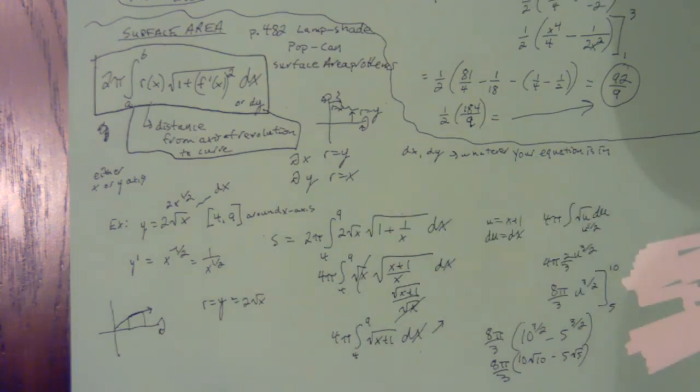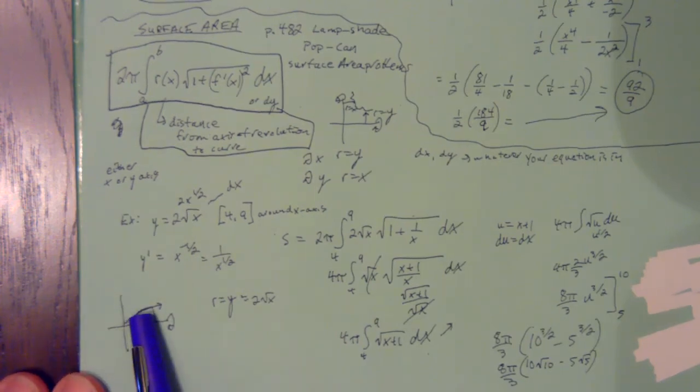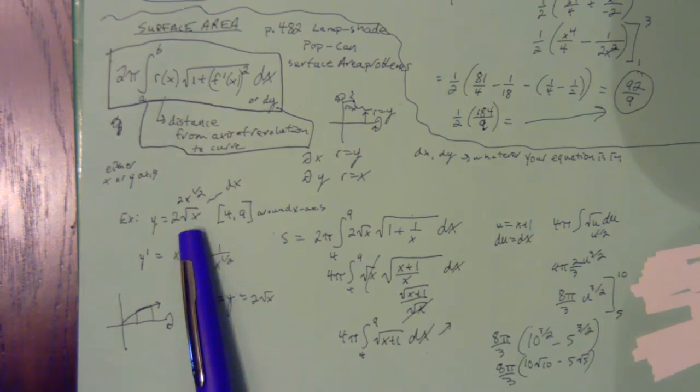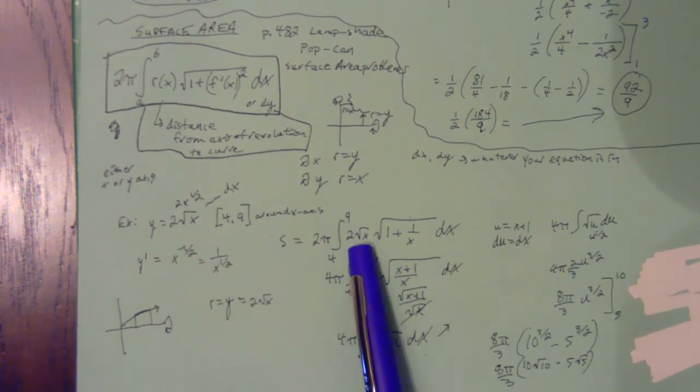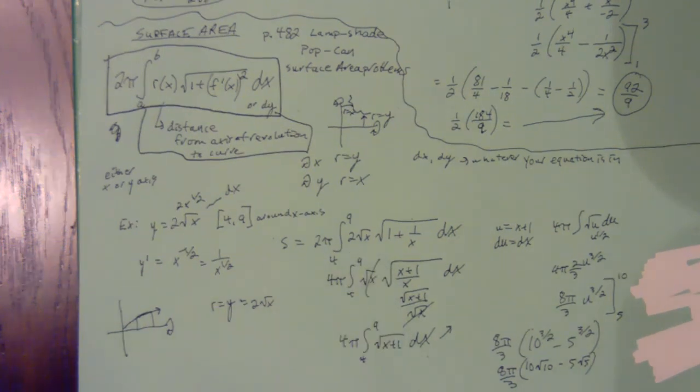If my axis of revolution had been the y-axis, and I do r's distance from the y-axis over to the curve, I would have gotten r is equal to x. And since that's a dx problem, I get to use the single x right there, not 2 radical x. So hopefully that kind of helps you. Watch that part again, and let me know if you got questions.